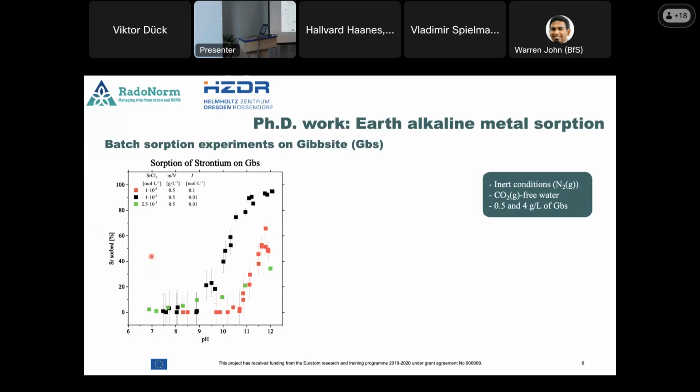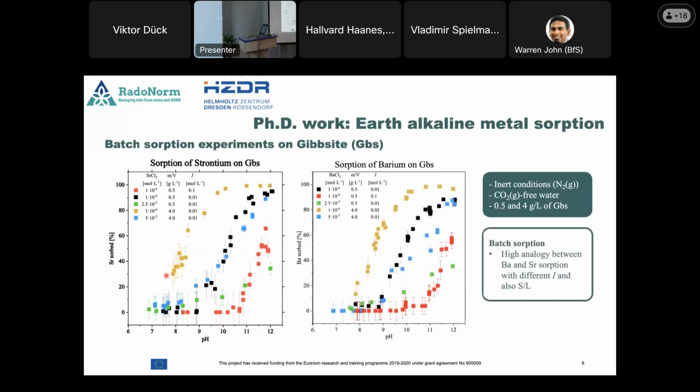Here we increase the concentration a bit, so we change the slope. We go back to 10⁻⁶ and change the solid to liquid ratio. We see the shift here. And even here, we change both concentration and solid to liquid ratio. And this systematic change of parameters was also applied to the barium system, and you see those systems are very similar.